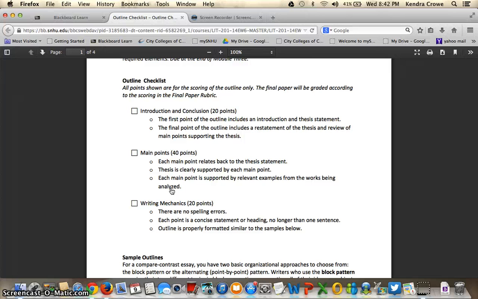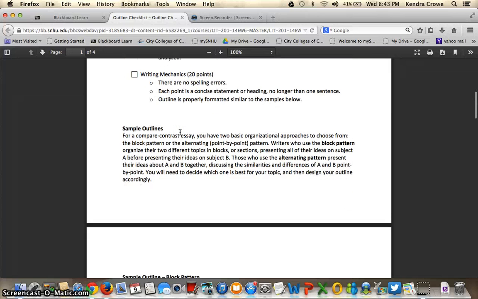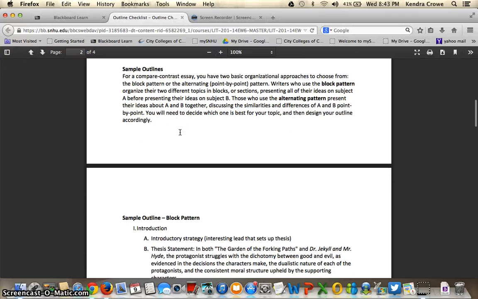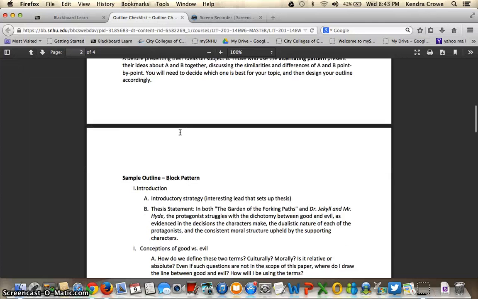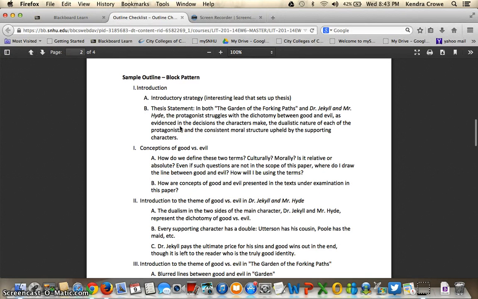The next thing that this document contains are some sample outlines, and this is also very helpful for this assignment, as it gives you some real examples of how to set up your outlines and what the finished product should look like. It gives you two different types, and since this is a compare and contrast paper, there are two ways to set up your outline. One is a block pattern and the other is a point-by-point pattern. The first sample here is a block pattern, and in a block pattern you talk about one text wholly before you talk about the next text.